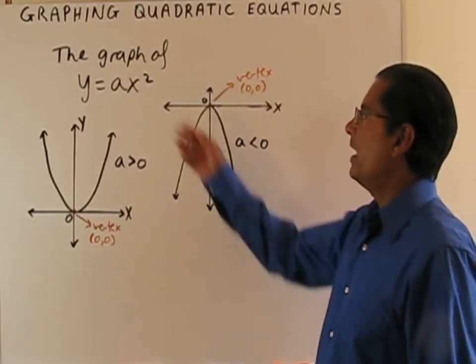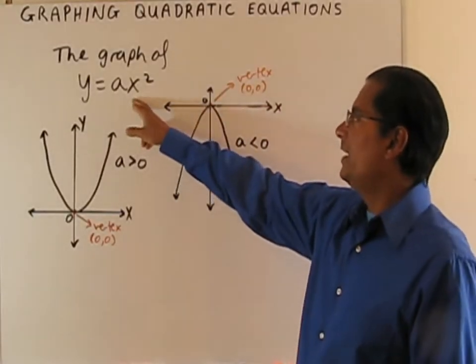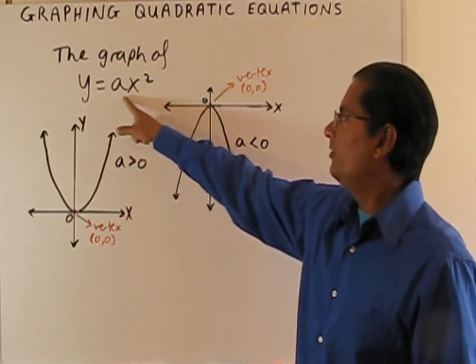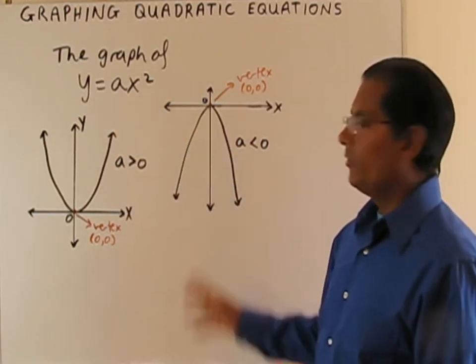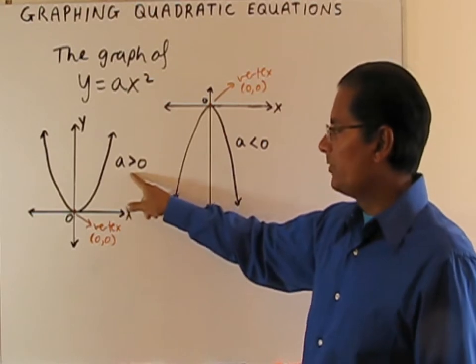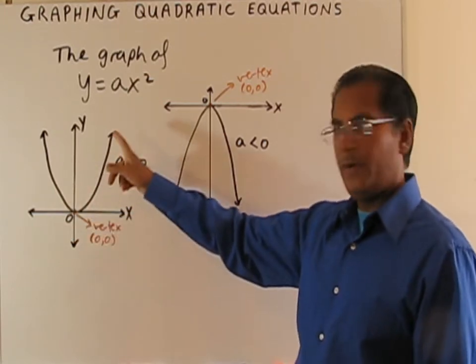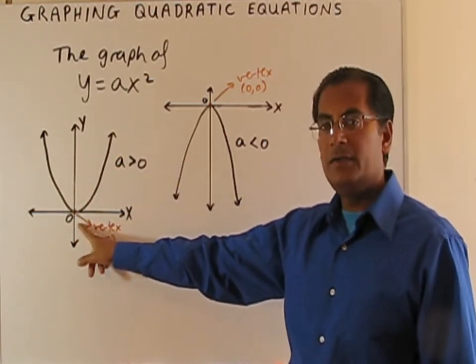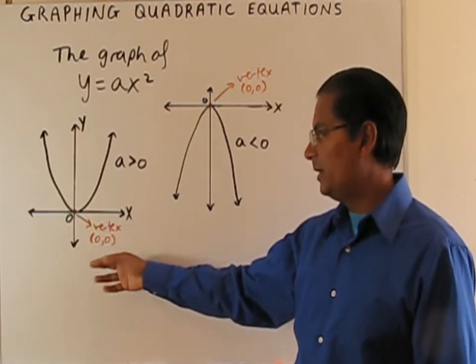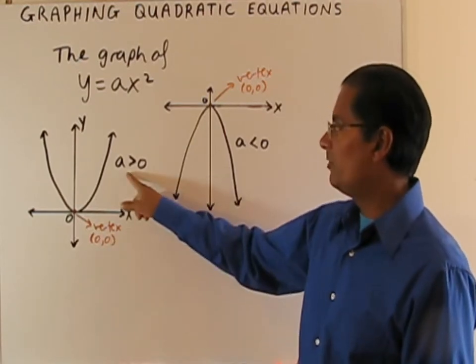In general, the graph of the quadratic equation y equals ax squared, where a is the lead coefficient, is a parabola. And if a is positive, the parabola is going to open up, and the vertex is going to be at the origin, right at the bottom. So the vertex would be the lowest point if a is positive.